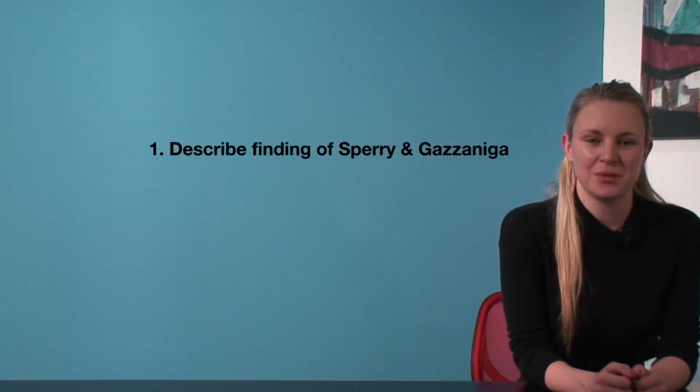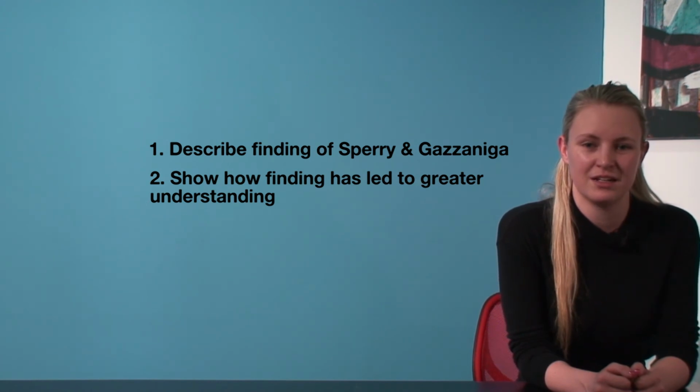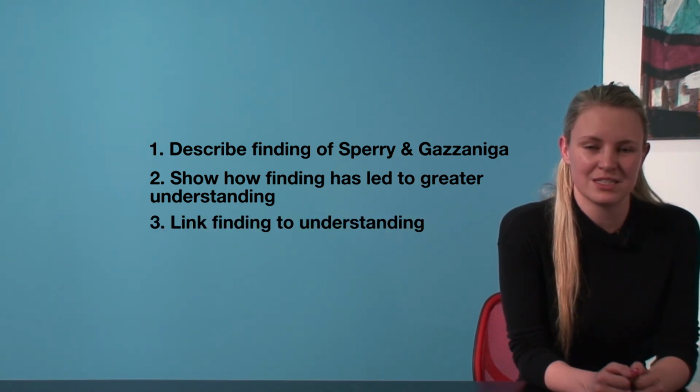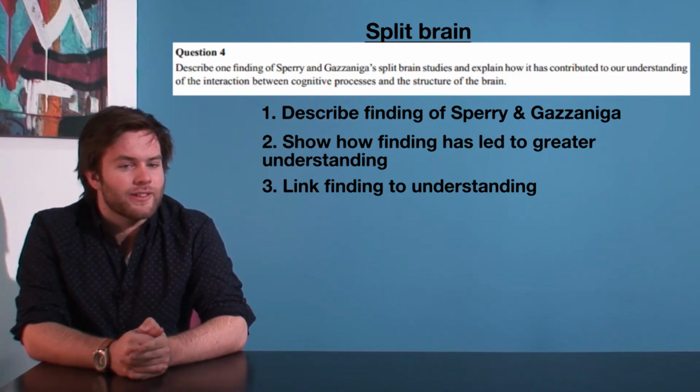1 mark here will be for accurately describing one finding of Sperry and Gazzaniga's studies. Another mark will be for explaining how that finding has contributed to our understanding of the interaction between cognitive processes and the structure of the brain. And the third mark will be for linking Sperry and Gazzaniga's findings to the contribution of understanding. Thanks, Nicole. So we could say this.